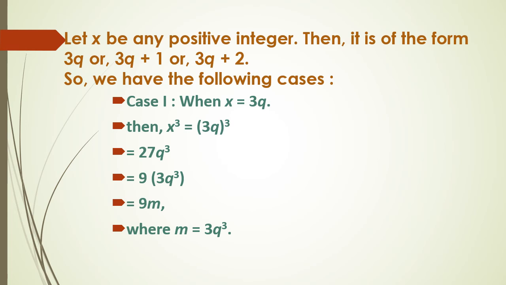Why? Because the question is demanding the form 9m. Visit the question and you will see that the question says it should be of the form 9m. That's why 9 is outside.